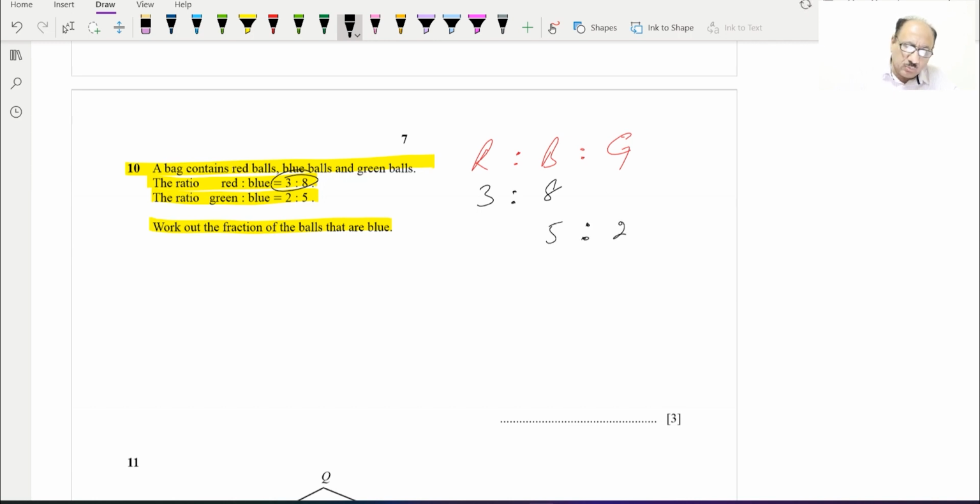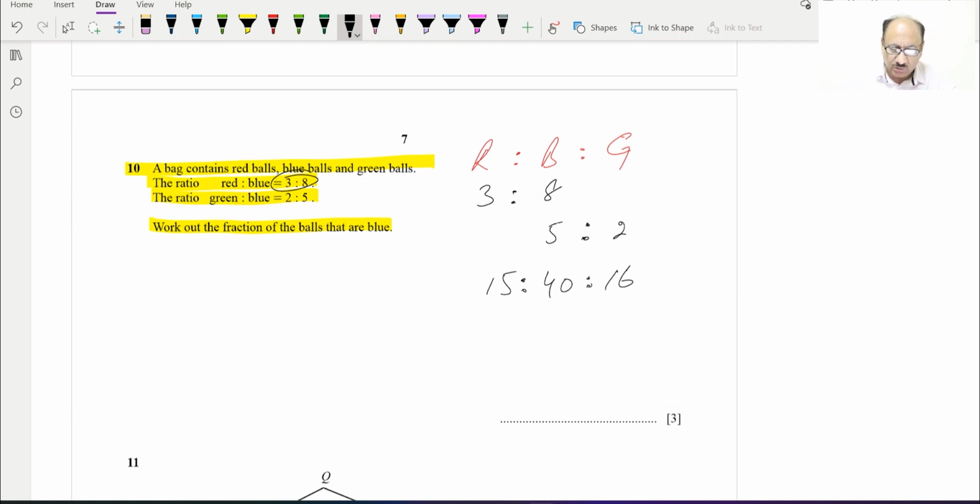Now we have to equalize the ratio. To equalize this ratio, we can multiply, basically we can multiply by what? This will be 40, and this will be multiplied by 8, and this will be 16, and 3 will be multiplied by 5, so it will be 15.